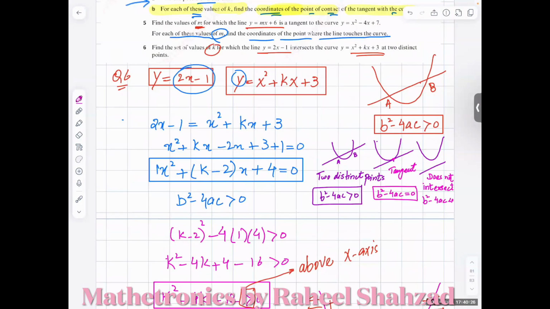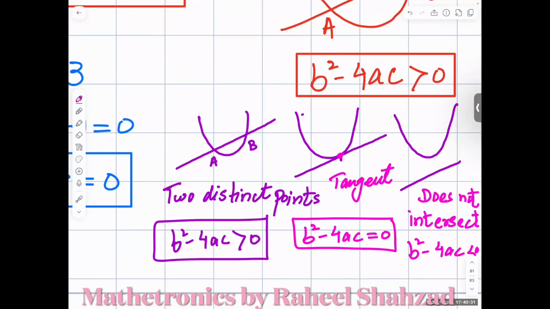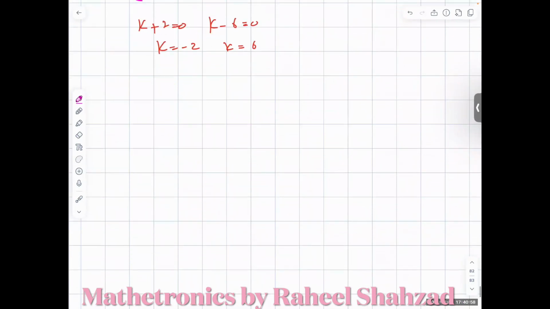Is it clear now? We'll be having only these three scenarios: greater than 0, equal to 0, less than 0. If they want us to investigate for a line intersecting a curve at two different points, your discriminant is going to be greater than 0. Tangent, it must be equal to 0, and if the line does not intersect the curve, it has to be less than 0. Okay, makes sense? Everyone? Is it clear? Yes, sir. Okay.